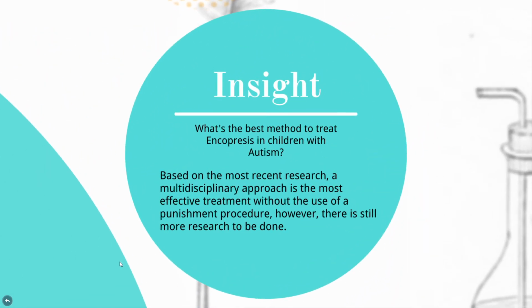What's the best treatment method I found based off of my research? I can confidently say, after researching the different methods and comparing the duration of treatment amongst these methods, that a multidisciplinary approach is the most effective when treating a child diagnosed with encopresis and autism. However, punishment procedures may still be the best method depending on the child, and there's still more research to be done on both.